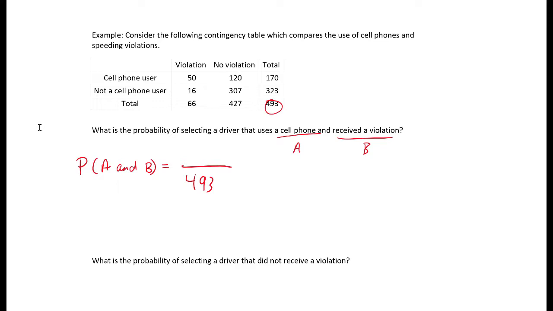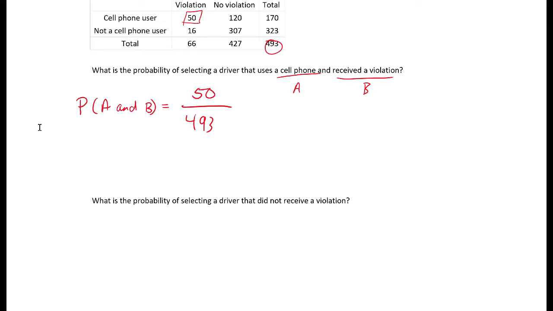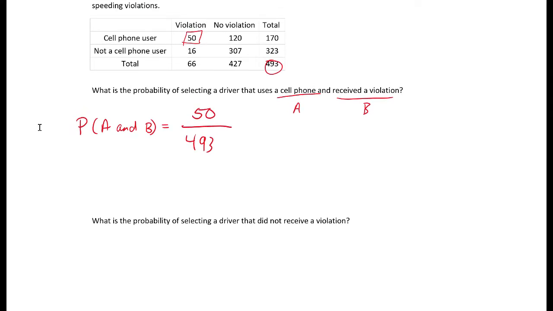But then what about the numerator? We need to locate the number of people who have both of these. It's A and B: cell phone user and they got a violation. That is the 50 that I'm highlighting now. So the probability that we select a cell phone user who got a violation will be 50 out of 493.